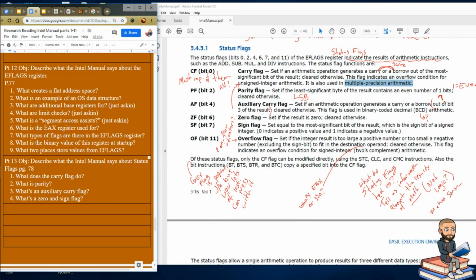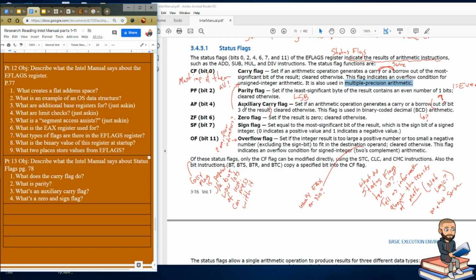So parity, this is set if the least significant byte of the result contains an even number of bits set to 1. So 1 equals even, 0 would be odd. So think of parity as like even or odd. And you could do a little system check to make sure this flag matches what you were expecting it to.